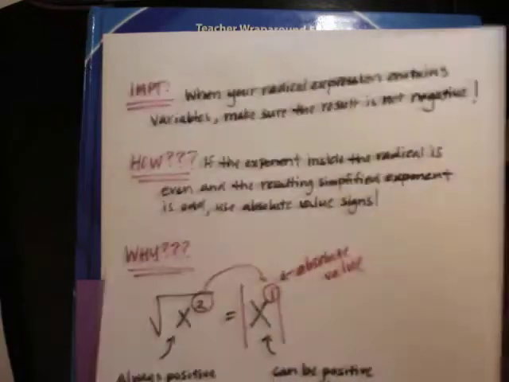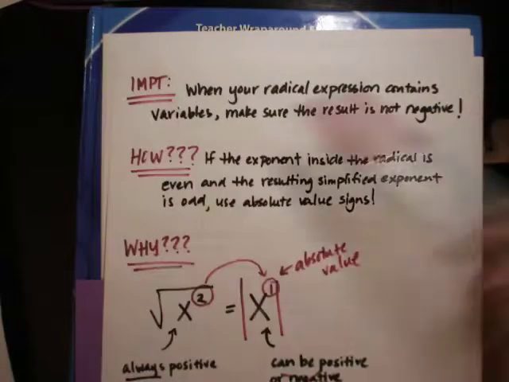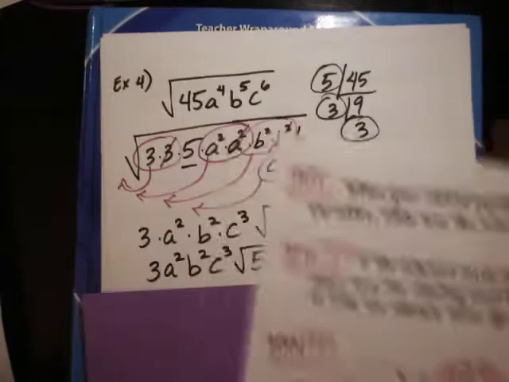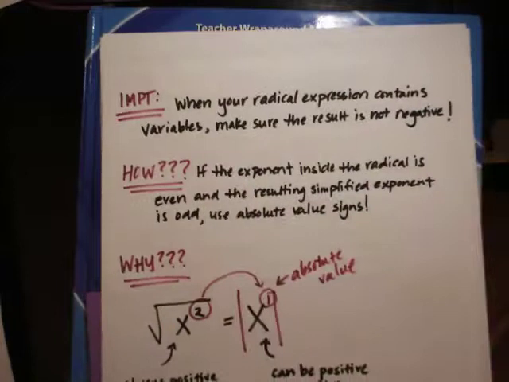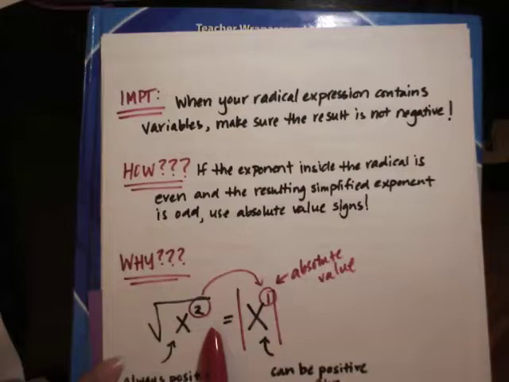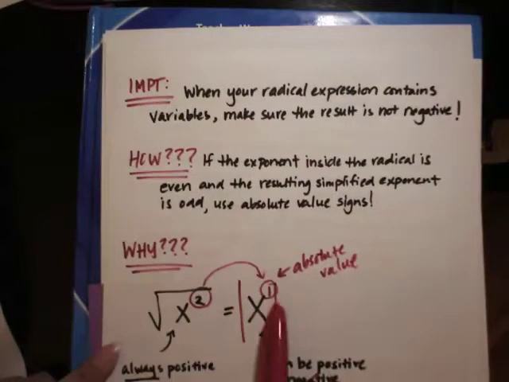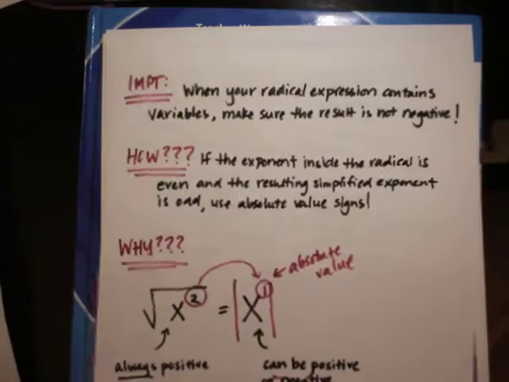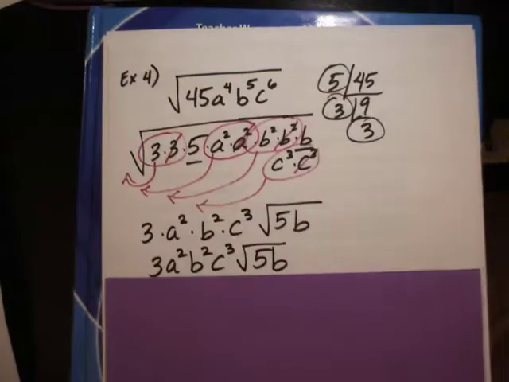Remember this, when the radical expression contains variables, and in this case it does contain variables, we have to make sure that if there's an even exponent inside the radical sign and it simplifies to an odd exponent, we have to add in absolute value bars. So let's see what we need to do.